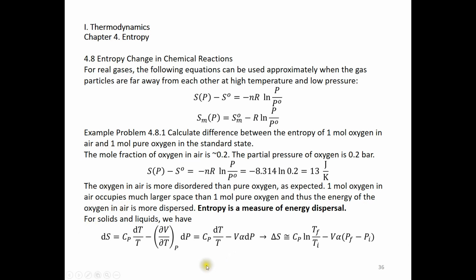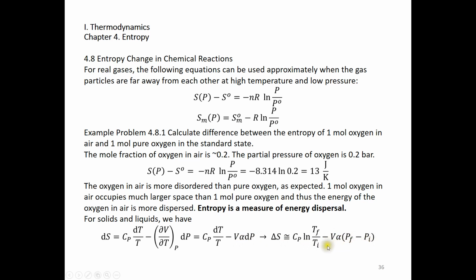For solids and liquids, we can use this equation when temperature and pressure change. So over here, this is the entropy change due to the temperature change. We just need to integrate this. Over here, this is how entropy change depends on pressure change. And also, we can integrate this. The integral of the first term is just Cp times the natural logarithm of T final over T initial. The integral of negative V alpha dP is approximately negative V alpha times the change of pressure. This is just delta P.